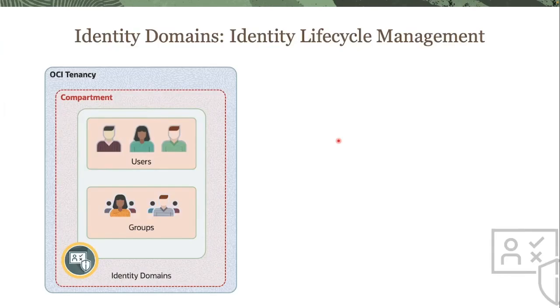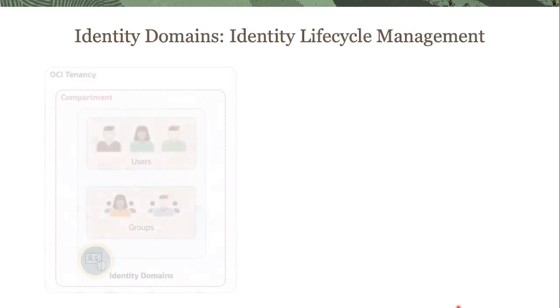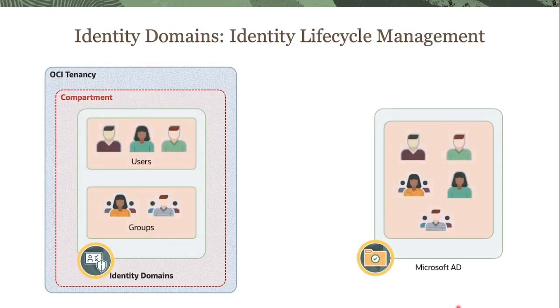console, API, or CLI interface, along with the features such as self-service registration or automated account provisioning, and it also allows you to synchronize accounts across your cloud and on-premises applications. And as I said, you can use directory integrations. If you prefer to manage users from an external identity source, for example, Microsoft Active Directory, IAM can synchronize your users, groups between external directory and from your identity domain.